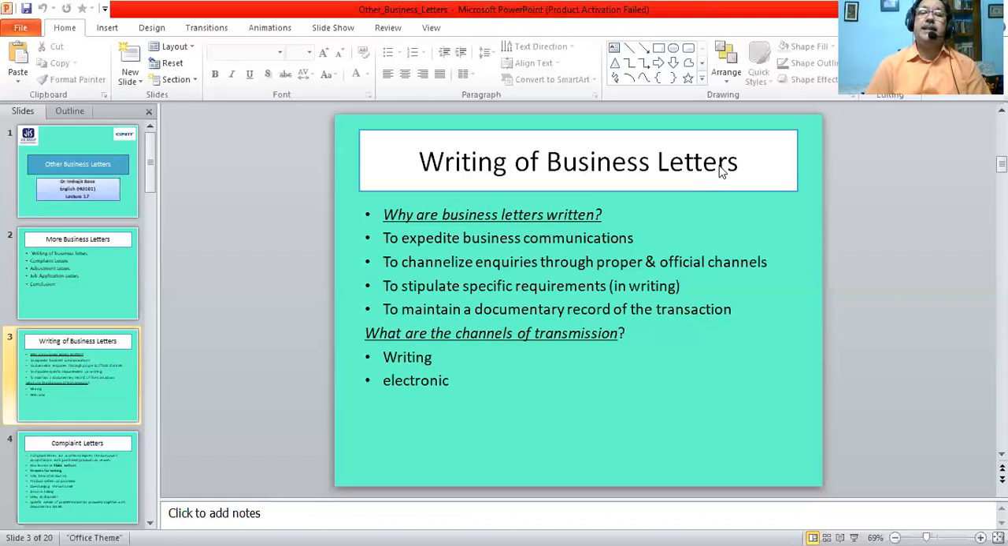And also to maintain a documentary record of the transaction that has taken place. Again, these transactions are a part of the ongoing business interaction process. So we may need to refer back to them or to find copies of them. So in that case, obviously maintaining a record would be of vital importance. So therefore, for these various reasons, business letters are written.